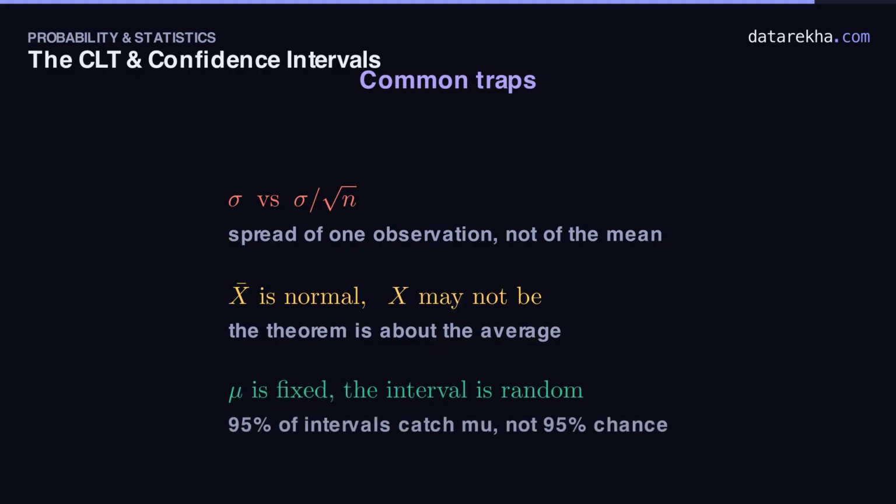Trap 3. The interpretation. The true mu is a fixed, unknown constant. What's random is your sample, and therefore the interval. So the right reading is, if you repeated the sampling many times, about 95% of the intervals would contain mu. Not that this one interval has a 95% chance.